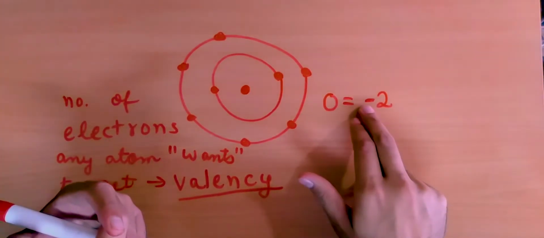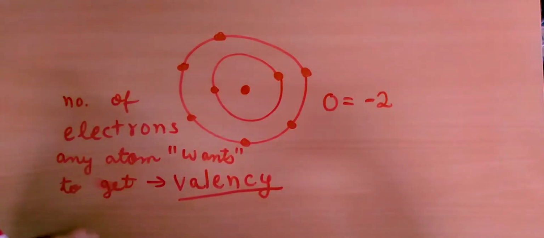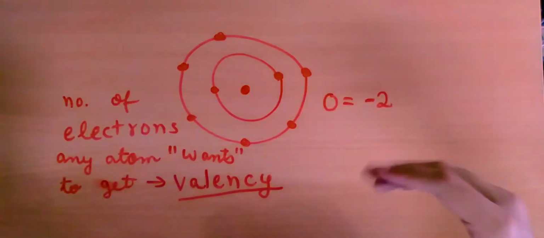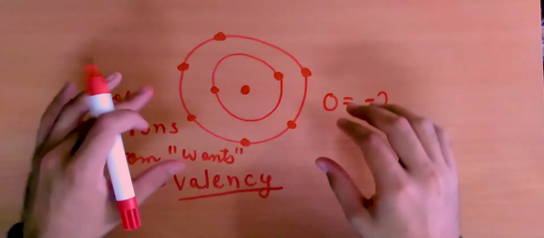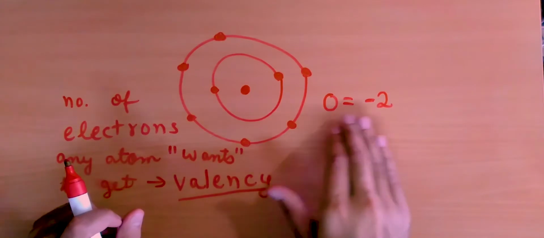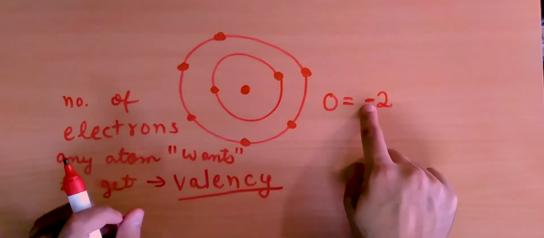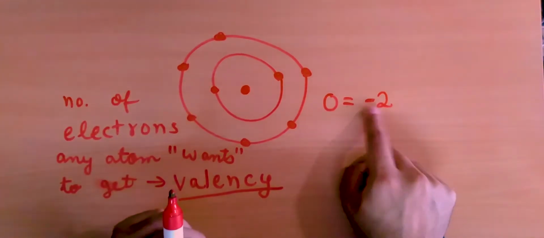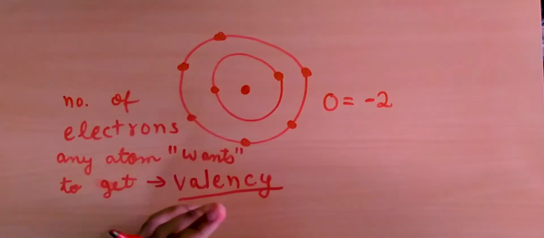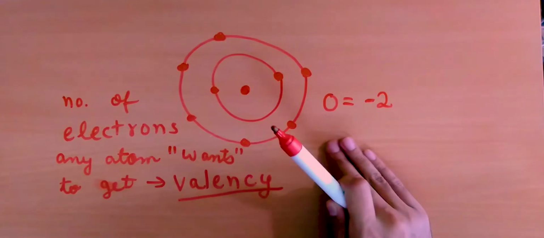It really wants 2 electrons, so it will take 2 electrons from somebody or someone. We are not going to do that right now, but the basic idea is that oxygen wants 2 electrons and it lacks 2 electrons, and that negative sign tells us that oxygen lacks the 2 electrons. So that is the valency of oxygen, -2.